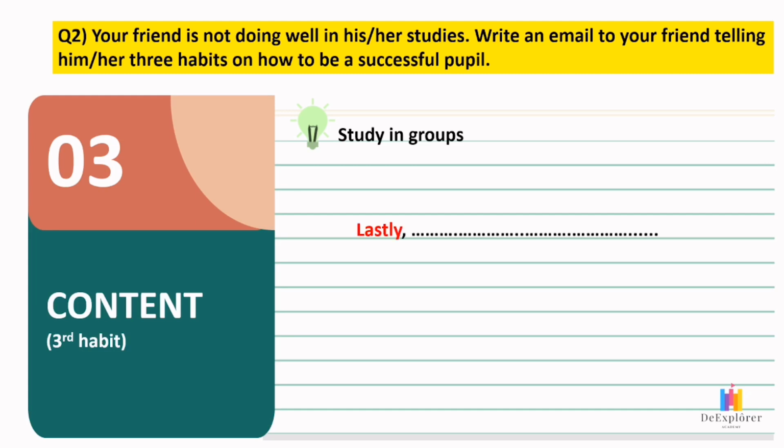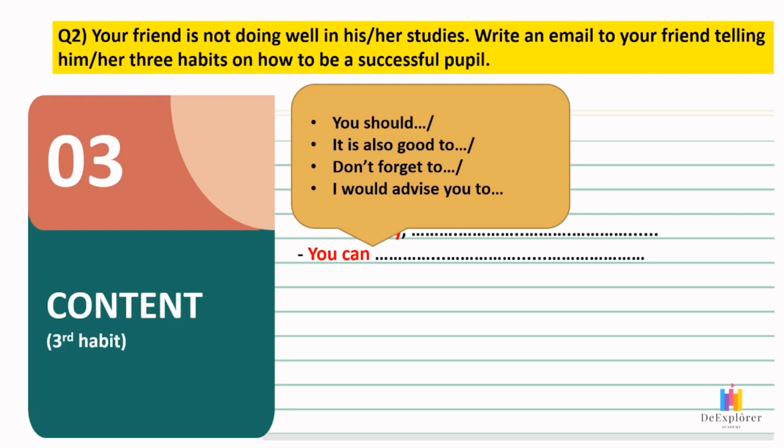How are you going to start? You can use words like lastly, 其实最后. 要跟你的朋友讲最后, 你要. If you use 你可以, then you say you can. But if you have been using the words you can all the time, maybe you can make changes, 因为时常用你可以就不好听啊. You can say you should, which is more or less the same as you can. Or you can say it is also good to, don't forget to, or I would advise you to. 我提议你去做什么.